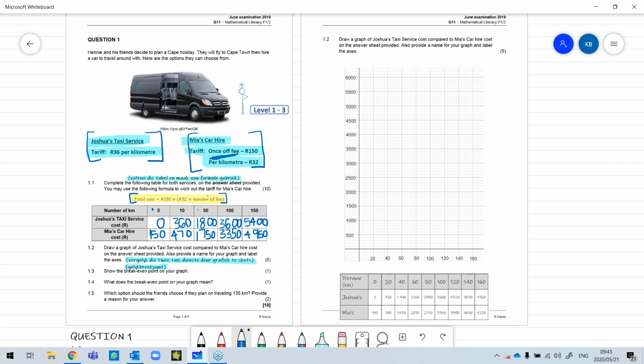Draw a graph of Joshua's taxi service costs compared to Mia's car hire cost on the answer sheet provided, and also provide a name for your graph and label the axis.